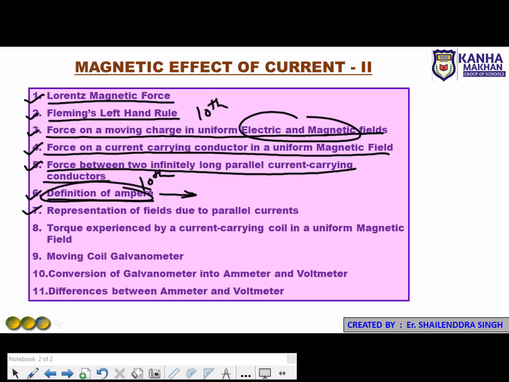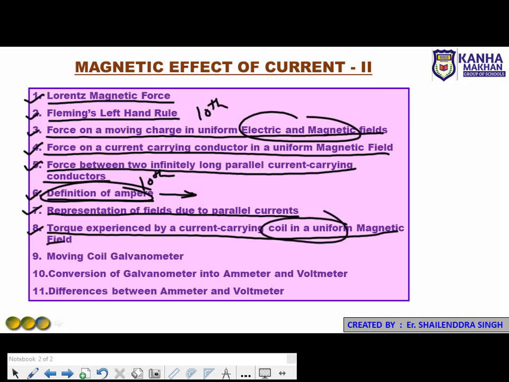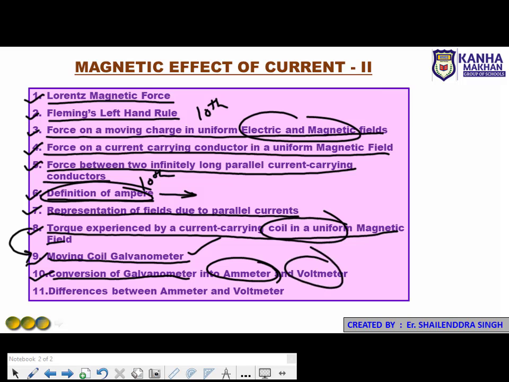Next we will discuss representation of the field due to parallel conductors and torque experienced by a current carrying coil in a uniform magnetic field. And next, based upon that principle, is the moving coil galvanometer. It is a device which can detect current, and after that we will discuss conversion of the galvanometer into an ammeter as well as a voltmeter. And the last one is the difference between the ammeter and voltmeter. All these points are very important and very easy to understand.